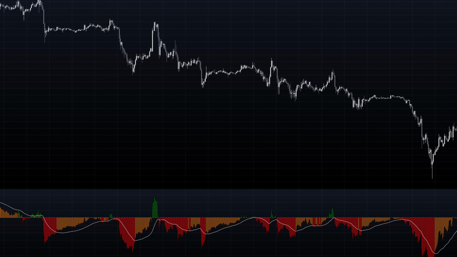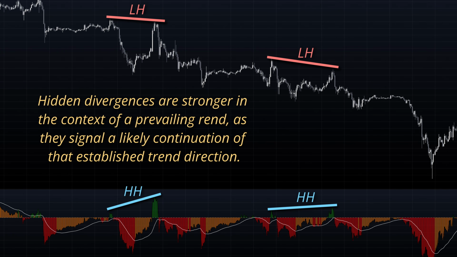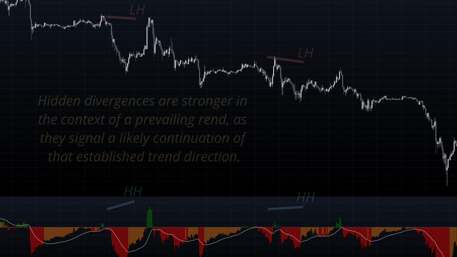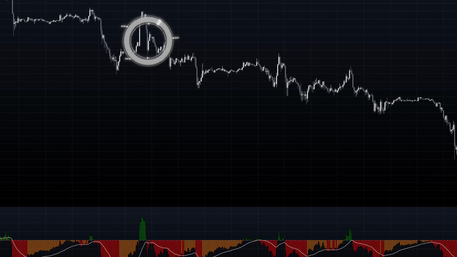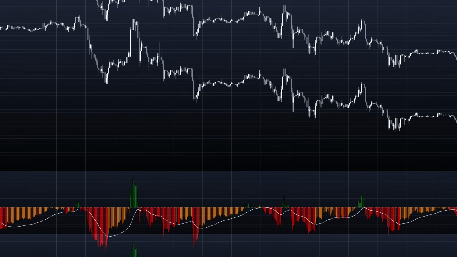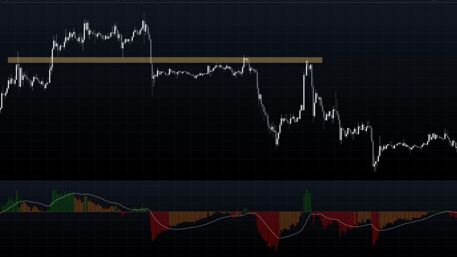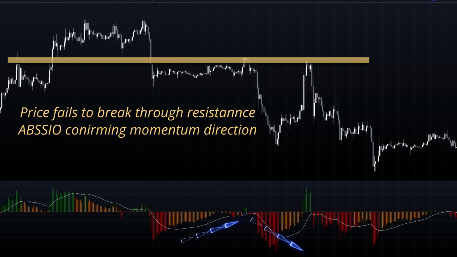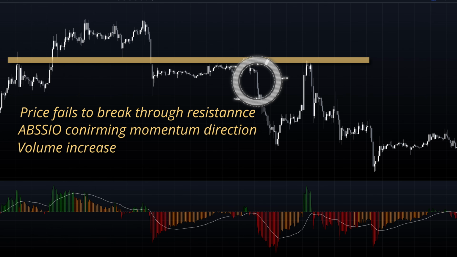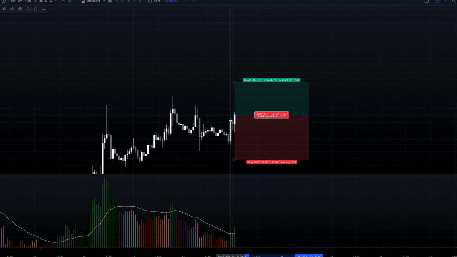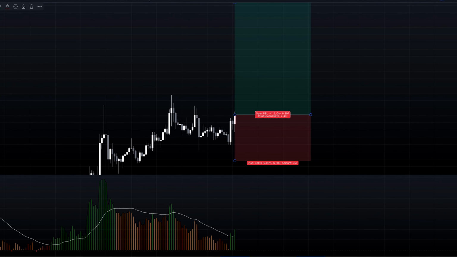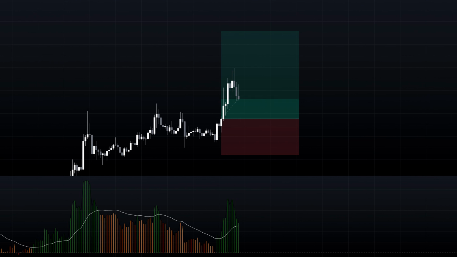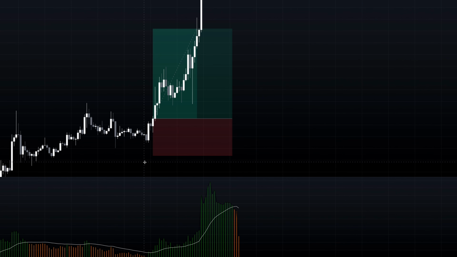In this example, the presence of a hidden bearish divergence adds further weight to the setup. When we add the increased volume on this bearish candle to our analysis, we see multiple technical factors aligning. Price action showing weakness at resistance. The Absolute Strength Index Oscillator confirming downward momentum. Higher volume supporting the bearish move. This combination of signals, price behavior, momentum indication, and volume confirmation creates a much stronger case for entry than any single factor alone would provide.